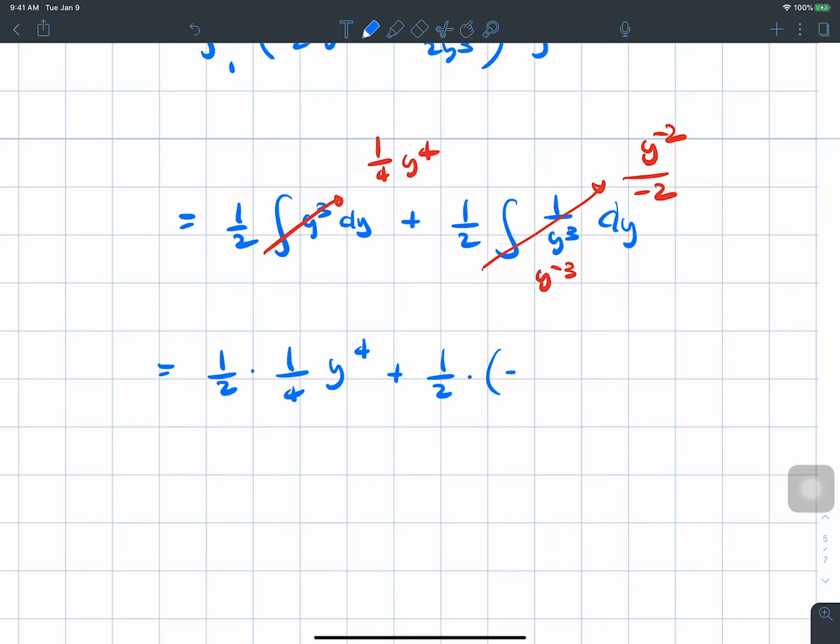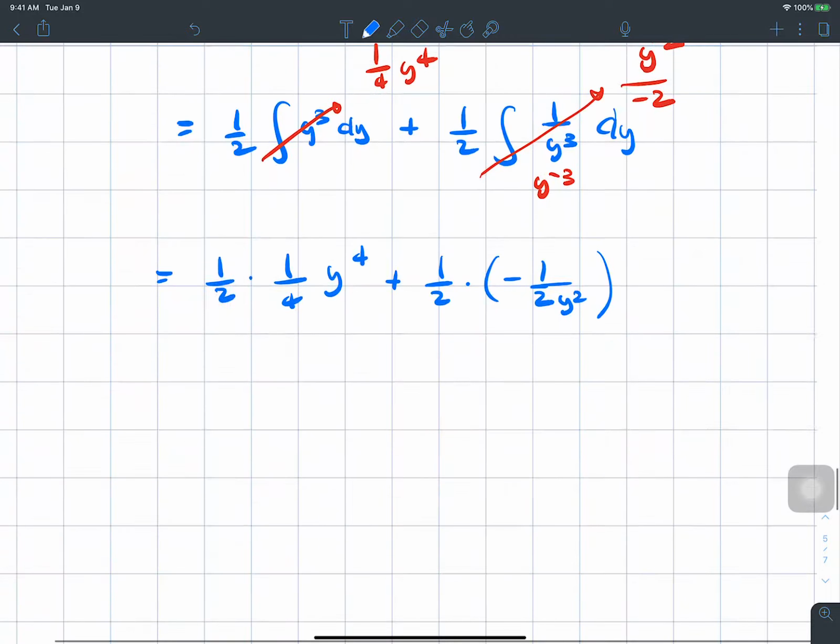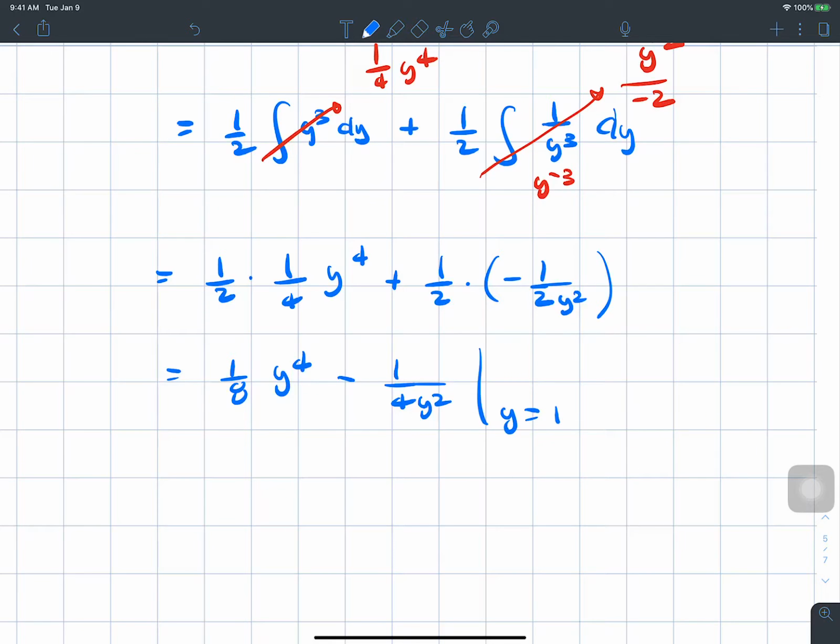And that's going to be minus 1/2, or minus 1 over 2 with that y squared. It's on the bottom now, and we got the 1/2. This is going to give us 1/8 y to the 4th minus 1 over 4 y squared. We evaluate this from y is 1 to y is 2.